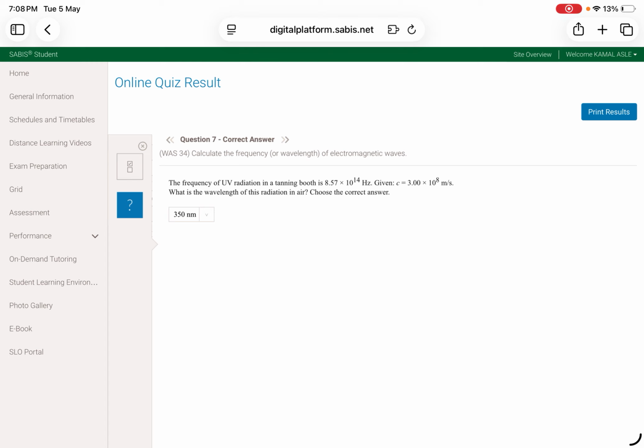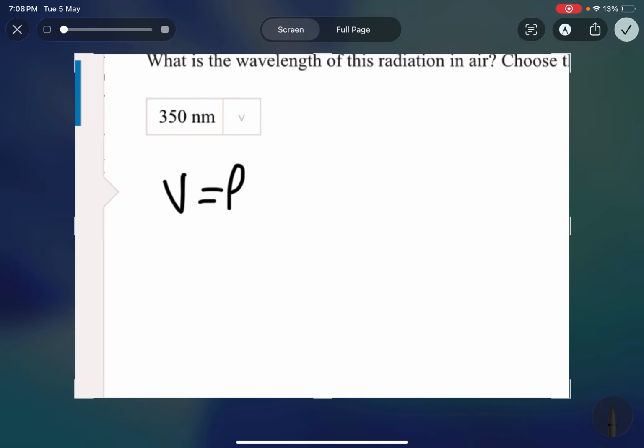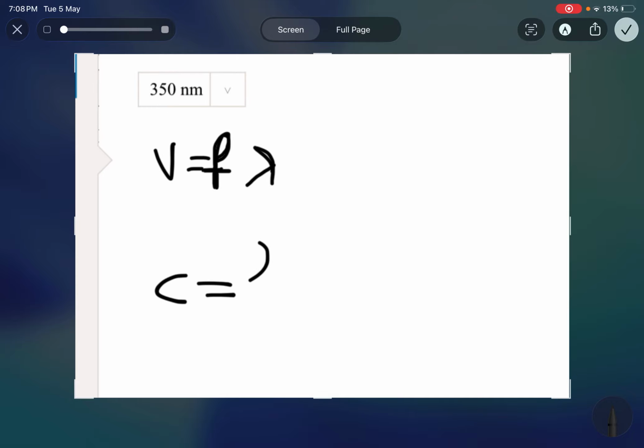Okay, they said that the frequency of UV radiation in a tanning booth is 8.57 times 10 to the power of 14 hertz. Given that c is equal to this, what is the wavelength? Here it's v equals f times... I forgot what this is called. Anyways, since it's the speed of light c, it's c equals f times lambda. I'm going to try to remember it.